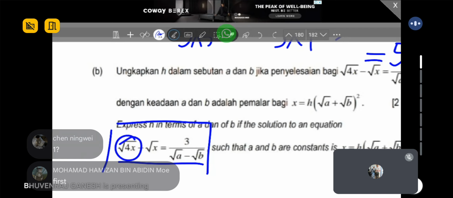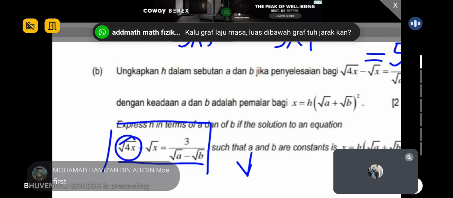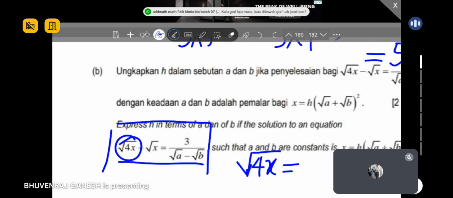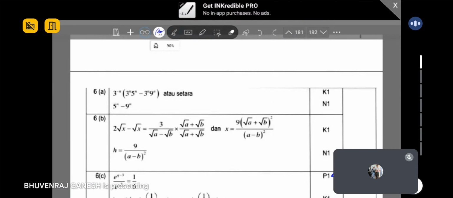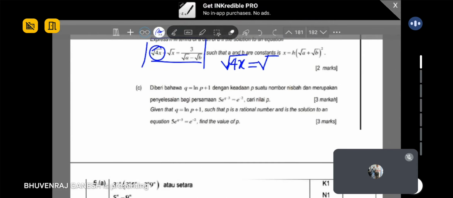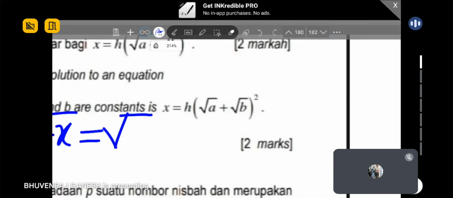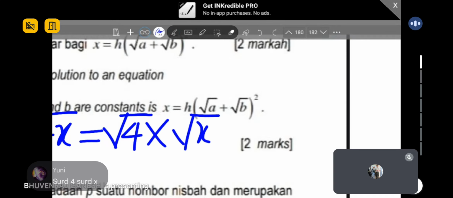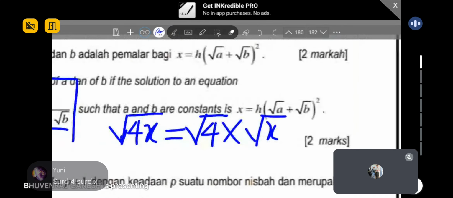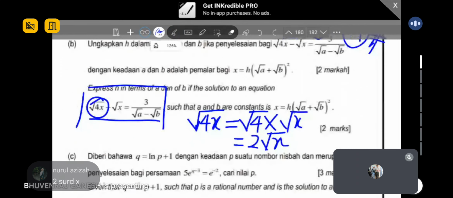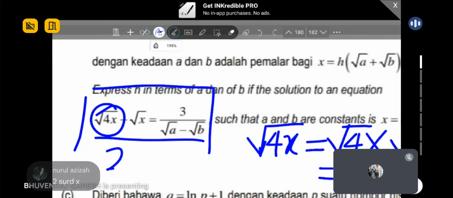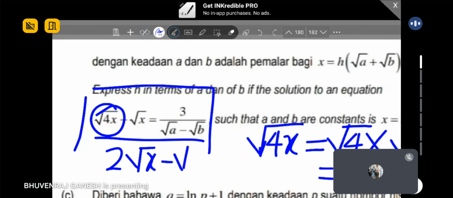Yes. You can change this, guys. Surd 4x equal to what? That's why I say, guys, your rules are very important. You can split it to become surd 4 times surd x. Am I right? So you use the rule. This one is equal to 2 surd x. So this is your new term. You just substitute back: 2 surd x minus surd x.